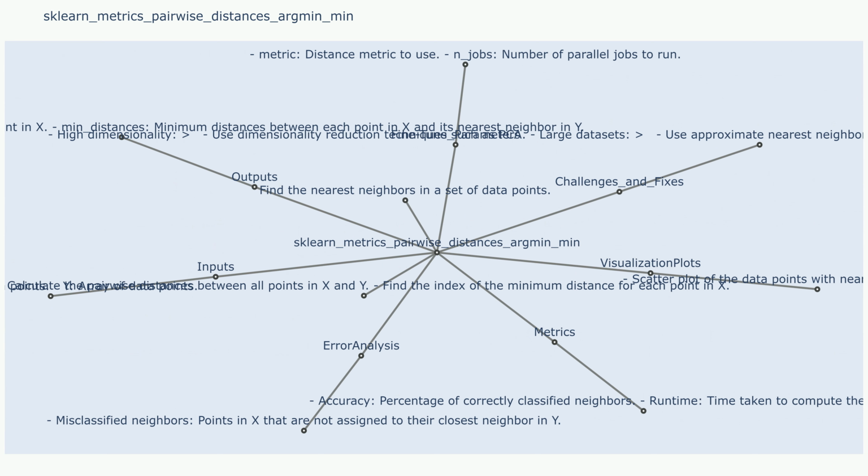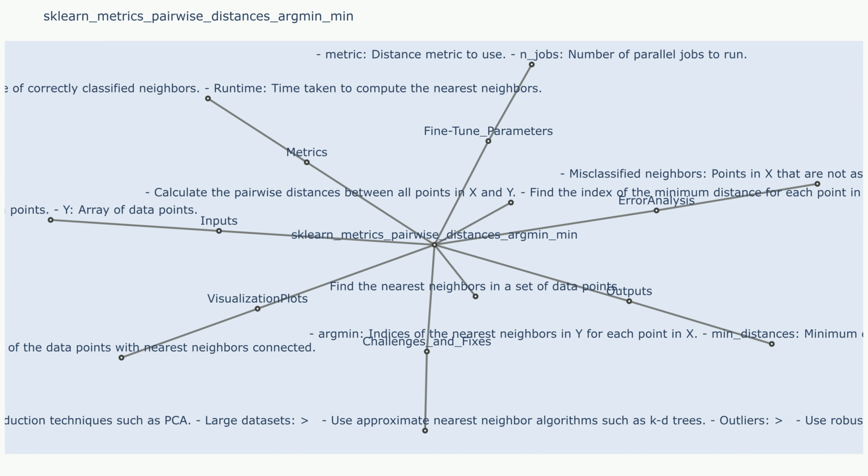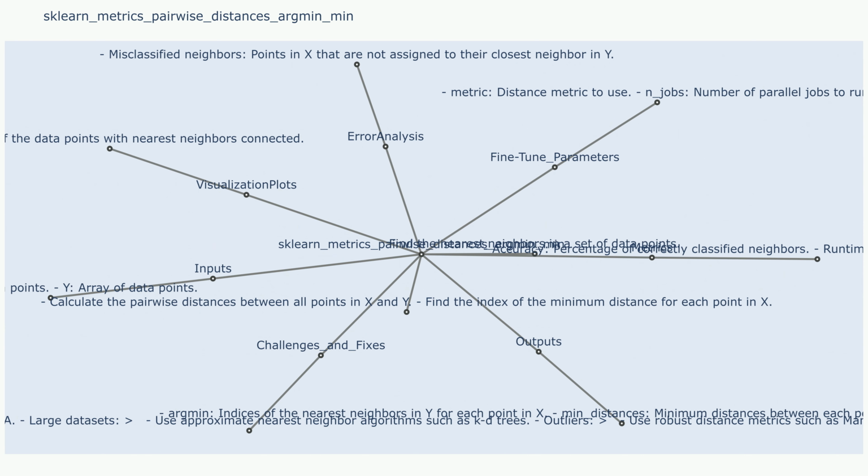Metric: the distance metric used to calculate the pairwise distances. Common options include Euclidean distance, Manhattan distance, cosine distance. Axis: the axis along which the distances are calculated. Axis 1 calculates distances between each input data point and all reference points. Not directly applicable. Pairwise distances argmin focuses on determining closest points, not uncertainty measures.